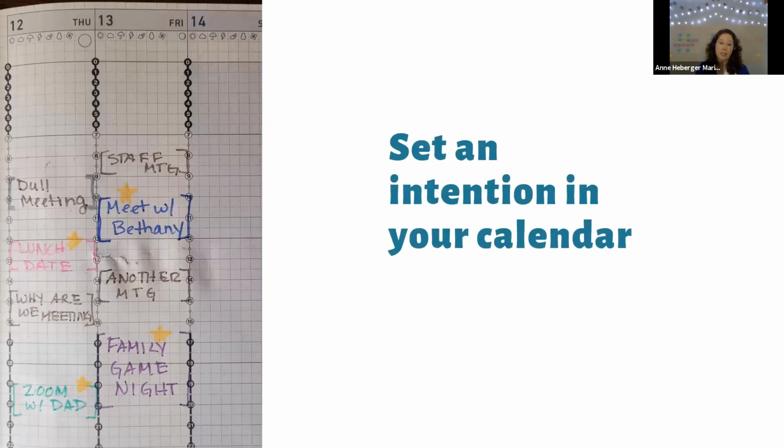What worked for me was setting an intention in my calendar. And here I've decided to pay attention, reminded myself that I want to pay attention during my lunch date, my Zoom with my dad, when I'm hanging out with Bethany on Thursday. I'm not really hanging out with Bethany on Thursday, but if I were, I would want to be listening to her, and in family game night. I'm not worried about paying attention in dull meetings. Why are we meeting? Staff meeting and another meeting. So you can decide when you want to use this.